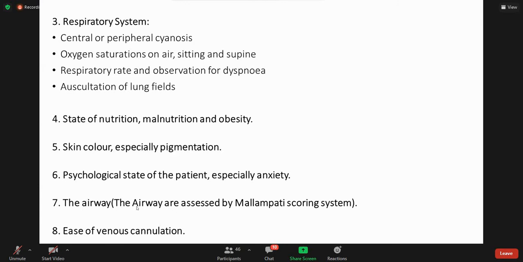ठीक है, and we will discuss it in detail. What is the airway examination of the patient, what are the components of it, and we'll look for the veins as well, if he or she is easy to cannulate or not. If there is difficulty in vein cannulation, we will mention it in the preoperative paper that here the patient is difficult to cannulate, and we'll have to act accordingly.